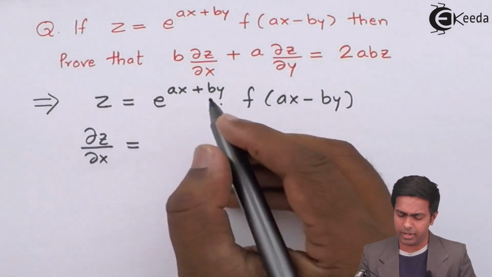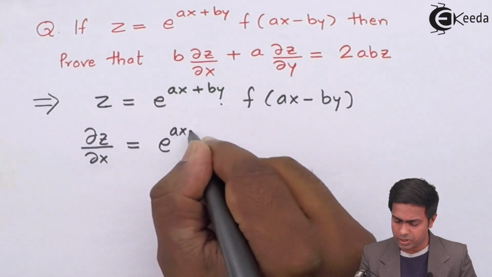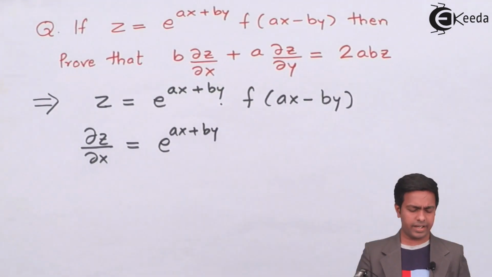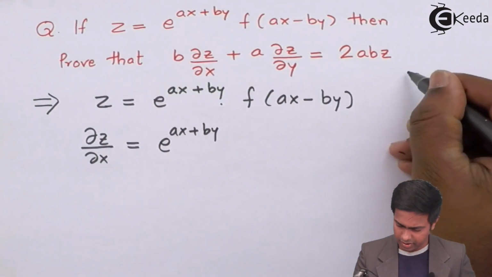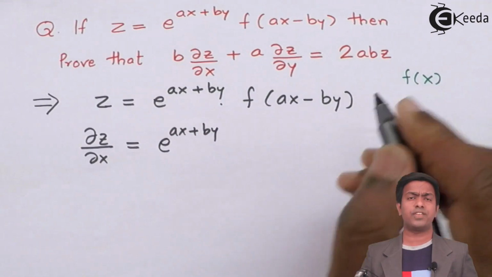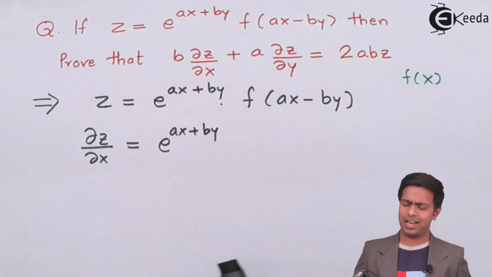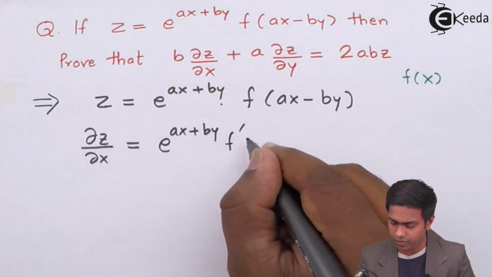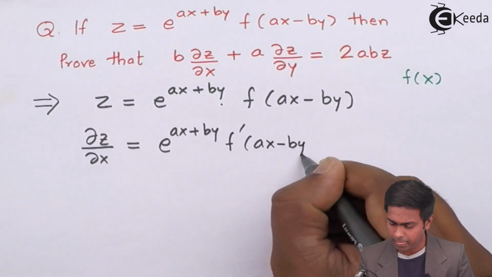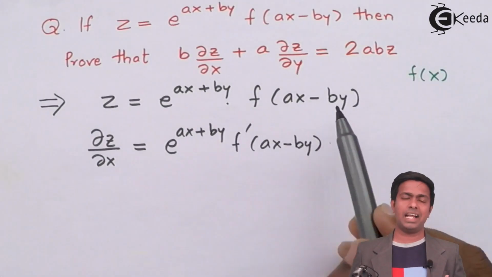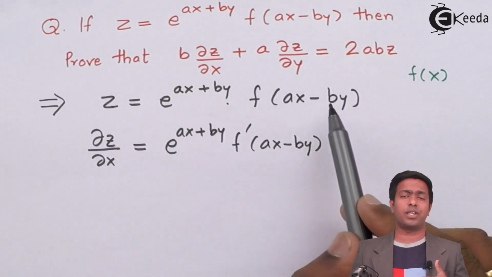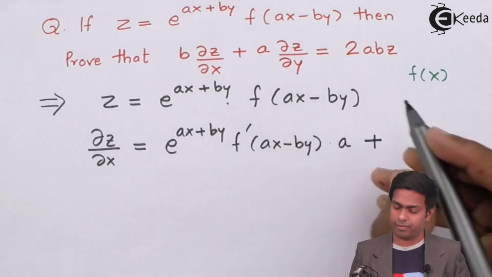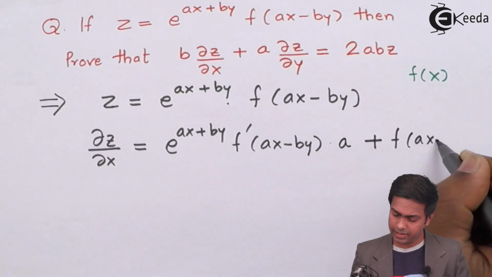So this function will remain as it is, e to the power ax plus by. Now for the derivative of this function, you can treat it like f of capital X. So the derivative of this would be f dash of capital X, and again the derivative of this x. So here the derivative will be f dash of ax minus by. So the derivative of this term, or I would say the partial derivative of ax minus by, is a, plus this v term will remain as it is, that is f of ax minus by.